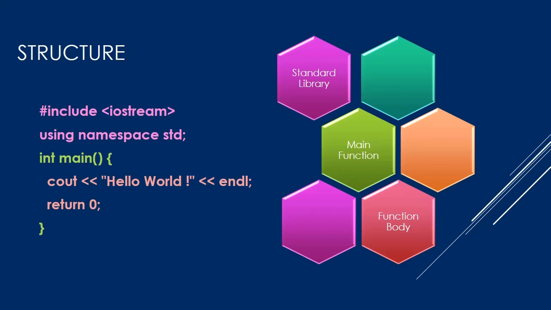The last line, return 0. This is the step in which the program terminates. The program returns the value 0 to the main function and the program terminates.